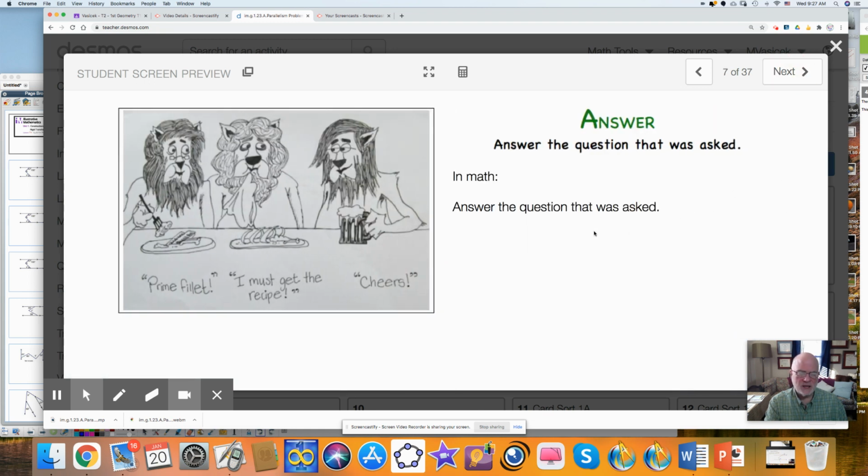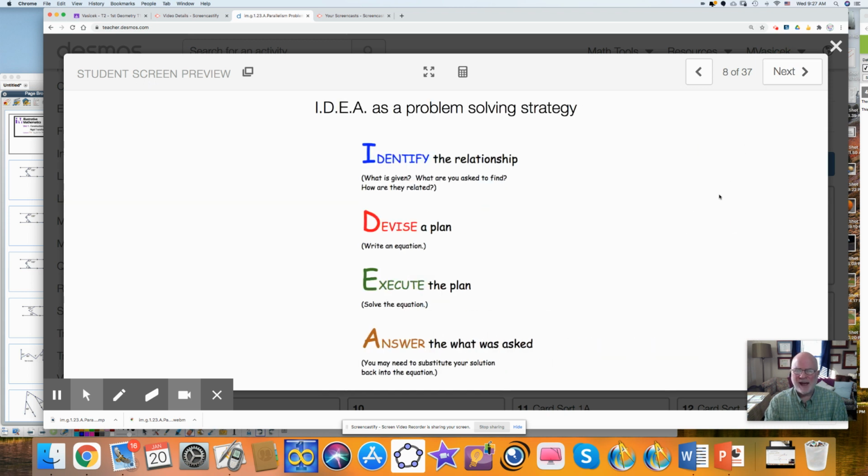In math, it looks the same. Sometimes you're asked to solve for x, and sometimes you're asked to substitute the x value that you find, or whatever missing variable you find, back into an equation, or use it some other way. So here's the summary of this idea as a problem-solving strategy.